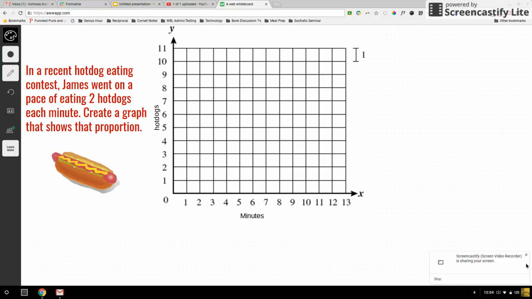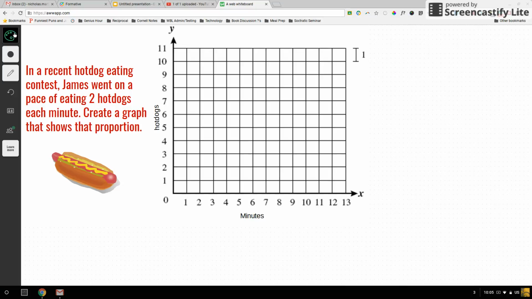All right, in this video, we're going to take a look at graphing proportions. Here's a very simple proportion graph. It says in a recent hot dog eating contest, James went on a pace of eating 2 hot dogs each minute. Create a graph that shows that proportion, that rate. So let's take a peek at this.